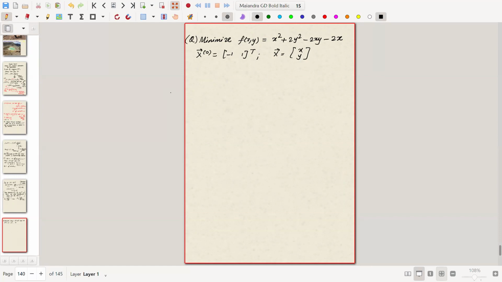We already did this example via Sylvester criterion, and we found the minimum value of f. Minimum of f equals minus 2, at (2, 1). So now we will see via gradient descent how it is achieved.